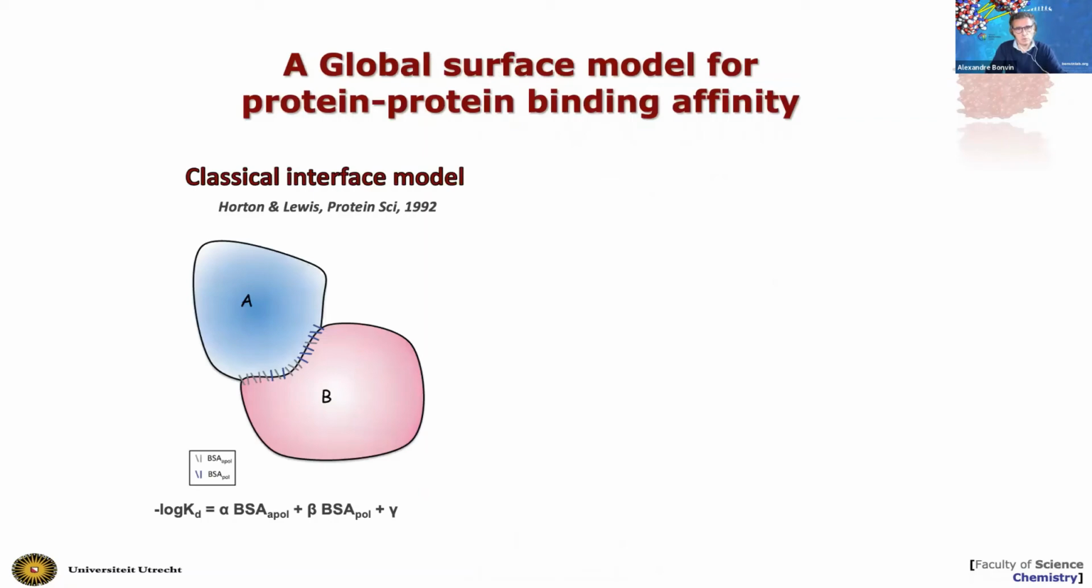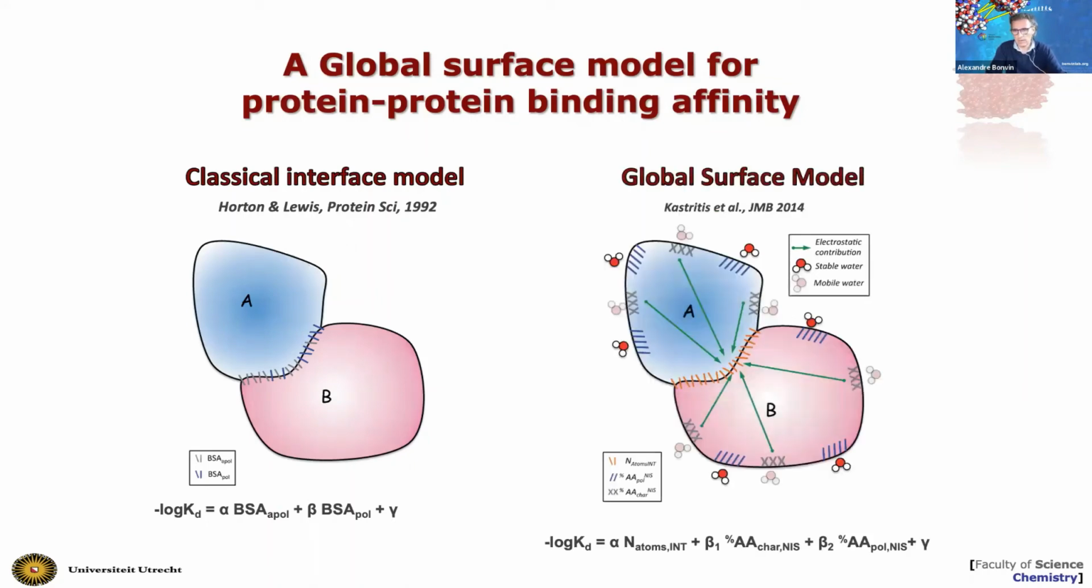So this was the model proposed by Horton and Lewis in '92. It only depends on the interface between the proteins, buried surface area, polar, apolar. And our model at the time when we did the work, which was published in 2014, was yes, the interface is important, but we also need to consider in a model the contribution of the non-interface region. And our model basically has this term, the number of atoms at the interface, which is kind of a buried surface area term, but then it has the percentage of non-interacting charged residues and polar residues on the surface.